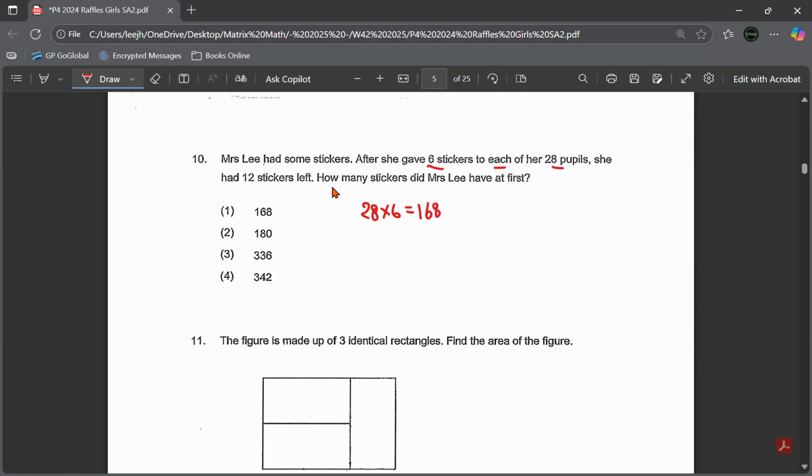168. But after giving out 168, she realized she got 12 left. So when she realized she got 12 left, you need to find at first, add whatever she gave out back. So 168 plus 12, 180. Option 2.